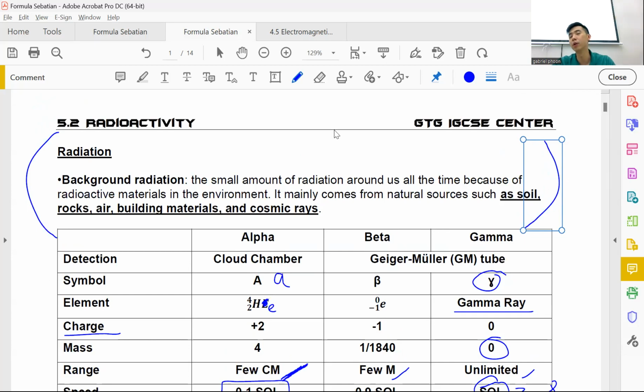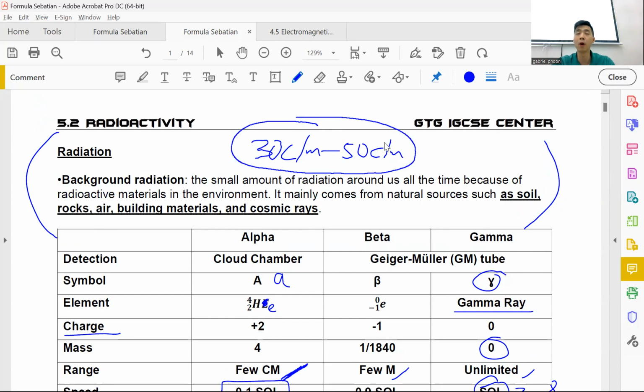So what is background radiation? Do you know that no matter where you go, where you are, there'll always be some form of radiation, even in this room itself. The standardized background radiation that you always see in your exam is somewhere around 30 counts per minute, somewhere 30 to 50 counts per minute, depending on the question. It means human beings have already accustomed their body to this form of background radiation. It's not going to kill us. In fact, it doesn't affect us at all.